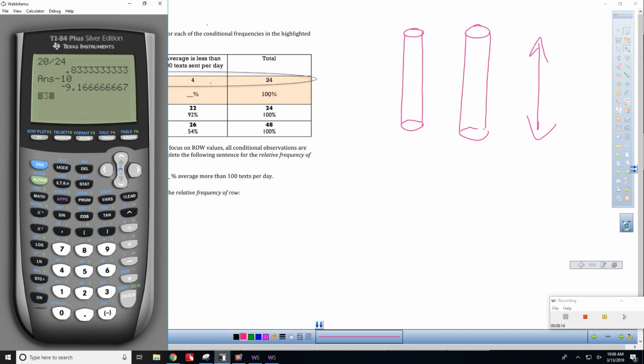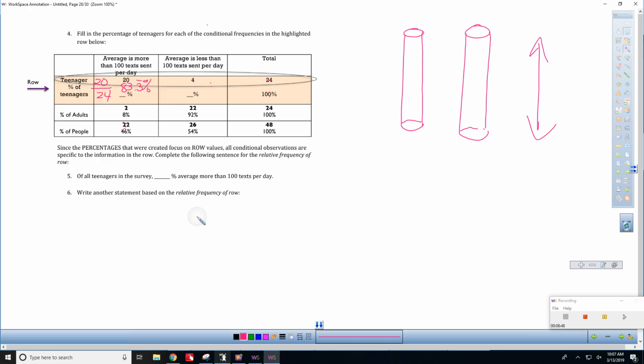100 minus 83.333333333, enter. You're going to get, I keep doing this, 100 minus 83.33333, enter. And you're going to get 16.6 repeating here. Okay, so far so good. Notice the rest of it has been filled in.